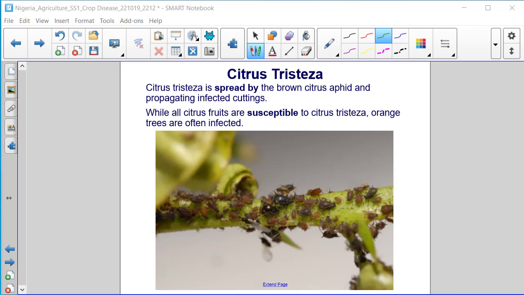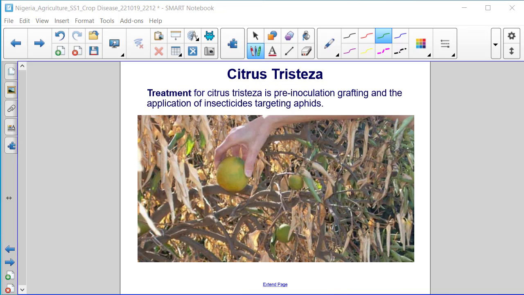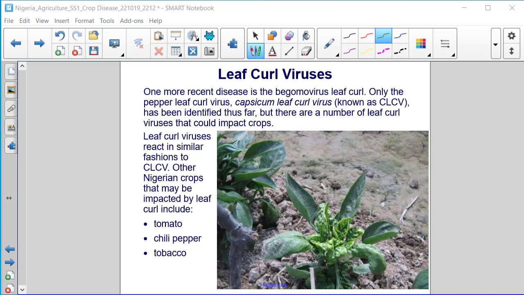Citrus tristeza is spread by the brown citrus aphid and propagating infected cuttings. While all citrus fruits are susceptible to citrus tristeza, orange trees are often infected. Treatment for citrus tristeza is pre-inoculation grafting and the application of insecticides targeting aphids.